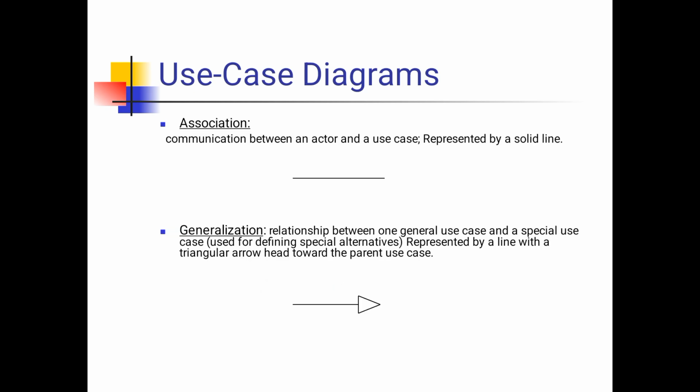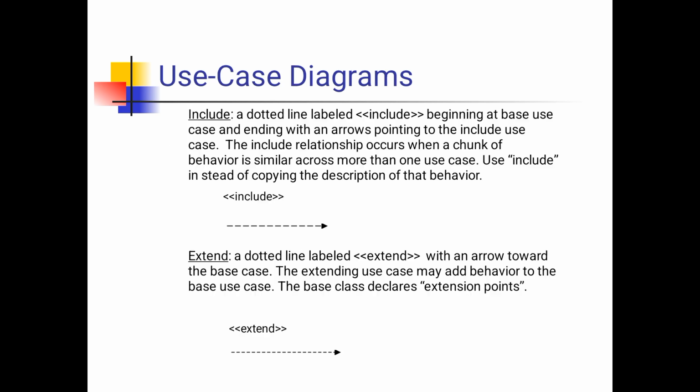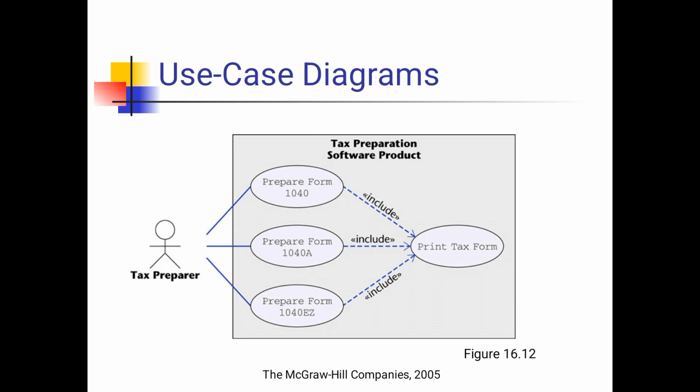Association: communication between an actor and a use case, represented by a solid line. Generalization: a relationship between one general use case and a special use case is called generalization. Include is a dotted line with a label, beginning at the base use case and ending with an arrow pointing to the included use case. Extend is also a dotted line with a label, with an arrow toward the base case.